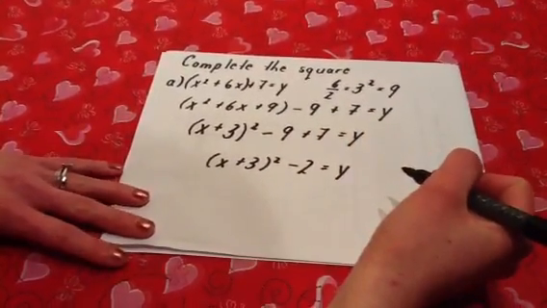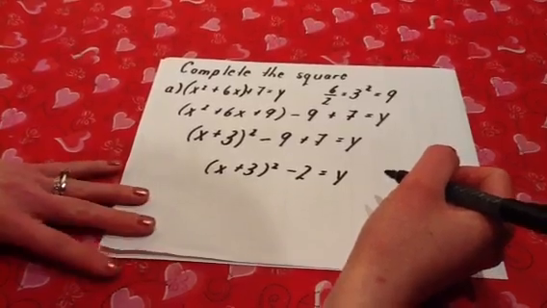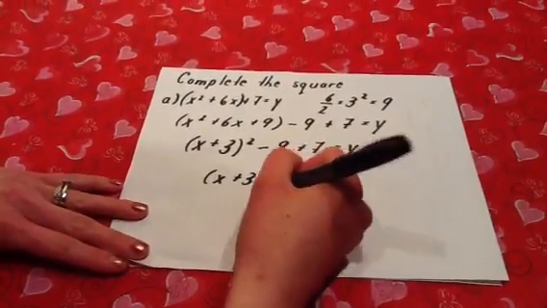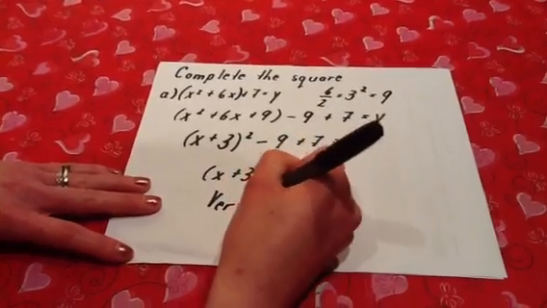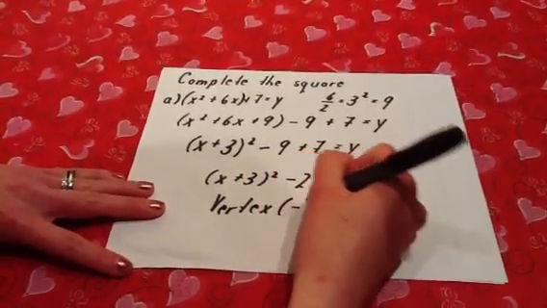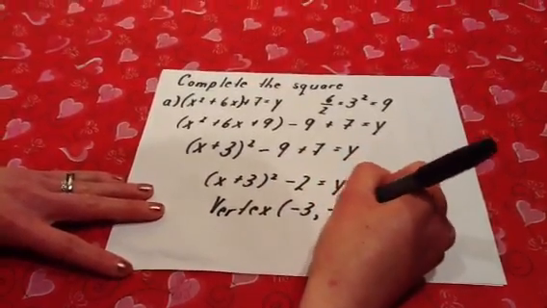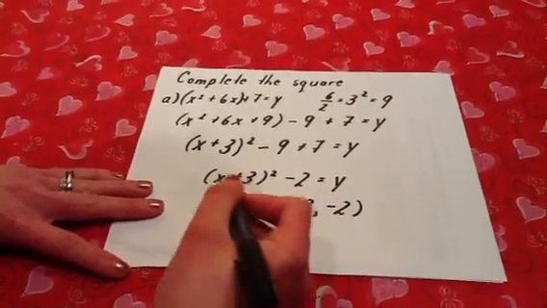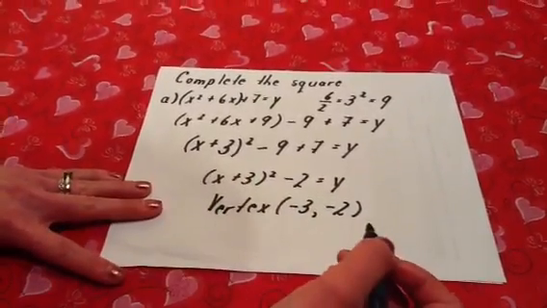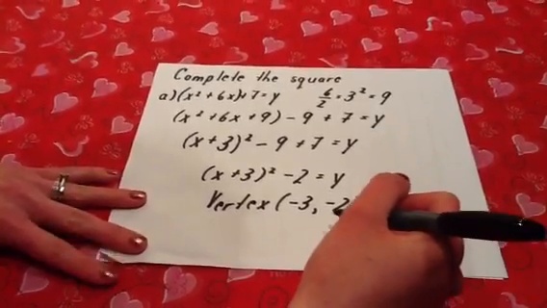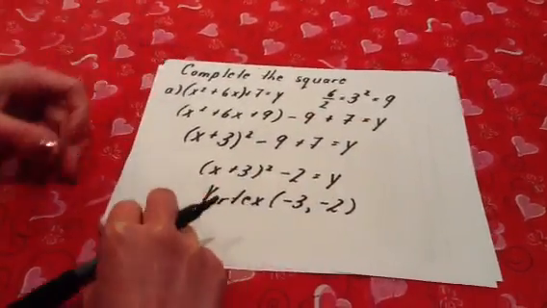Now we're in vertex form, so now we can determine lots about the quadratic. We know that the vertex is -3, -2. We know that it opens up because the a value is positive, and it's just a lot easier once it's in vertex form. So let's try another one.